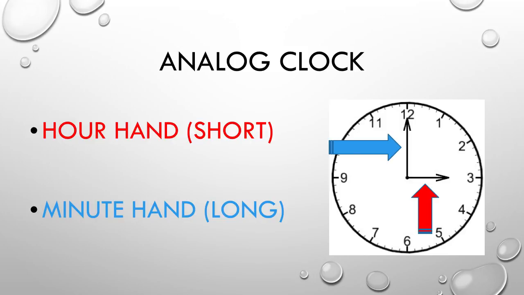We have learned that an analog clock has both an hour hand and a minute hand. The hour hand is represented by a short arrow, and the minute hand is represented by a long arrow. In this picture, the red arrow is pointing to the hour hand, and the blue arrow is pointing to the minute hand.